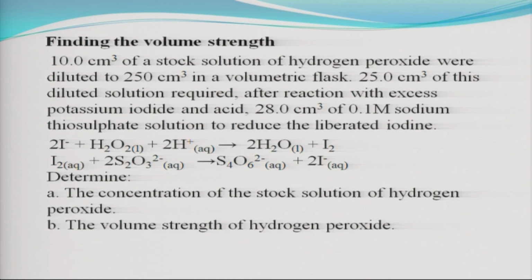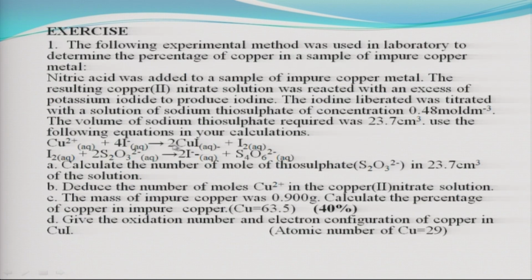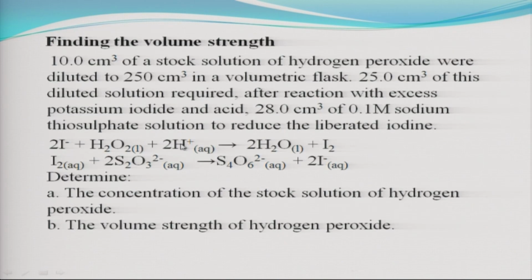If you look at our equations very well, we have the iodide, which is potassium iodide, the hydrogen peroxide, which is coming from the 10 centimeters cubed, and our acid, which is our acidifying agent. So it will produce iodine, and the iodine produced will, as we have been doing in this iodometric titration, now react with the sodium thiosulfate. Meaning when you are calculating, we are going to begin with sodium thiosulfate.